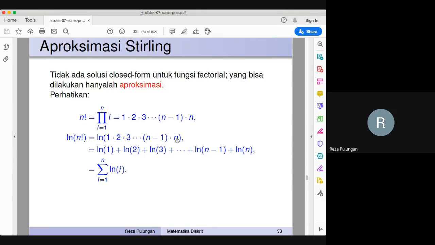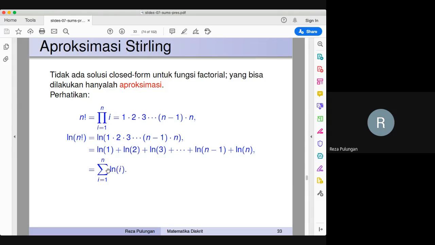The natural logarithm of n factorial is equal to the natural logarithm of this multiplication. But the natural logarithm of a multiplication is the summation of the logarithms. So this will be equal to logarithm of 1 plus logarithm of 2 plus logarithm of 3 and so forth until logarithm of n. So this will be equal to the sum. You see, a product becomes a summation. The sum of i equal to 1 until n of the natural logarithm of i. So you see, right from the beginning, I always talk about summation. It actually has an objective, because once you are able to solve the summation, the product comes for free.